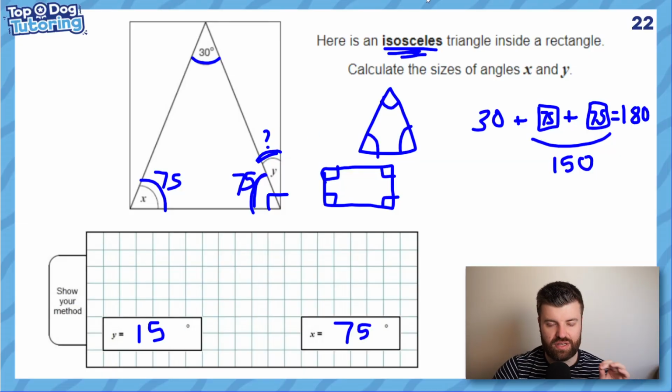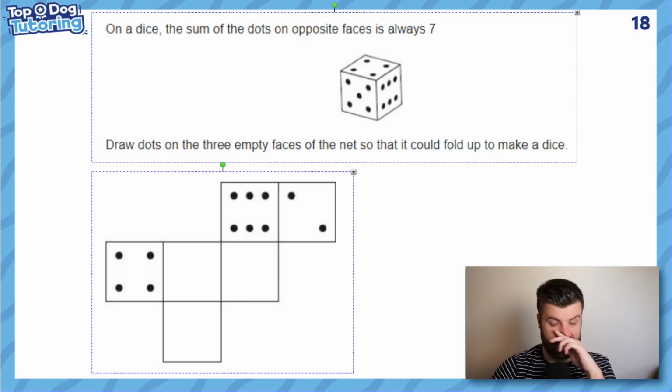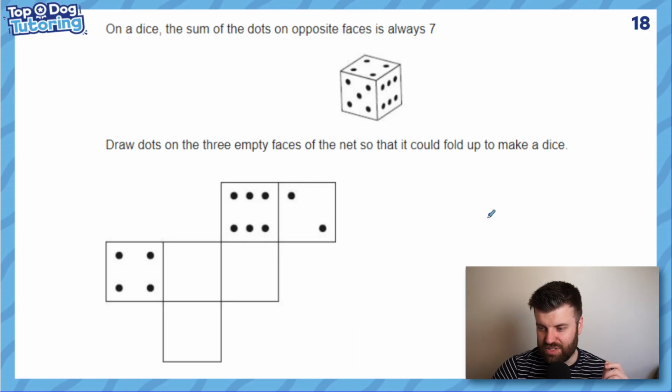Fantastic question. Relies on lots of geometry knowledge. You need to know angles in a triangle are 180. Angles inside a rectangle are all 90 degrees. And you have to apply that to this problem-solving question. Ultimate problem-solving question. Well done if you managed to have a go at that one. Really tricky.